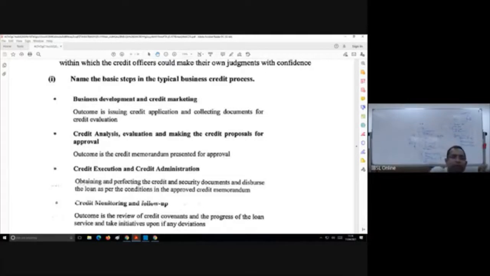So you start with credit development and credit marketing, analyze, evaluate and bring the credit report for approval, approve, then comes the CAU, credit execution and credit administration. That means you approve, get the offer letter, sign, bring it back, limit setup, disburse. Once disbursed, you start monitoring till the end collection. So credit monitoring and follow-up outcome is the review of credit governance and the process of loan service, and take initiative upon any deviation. Covenants are breached, you take action. Payments are delayed, you take action. That one, right? Name the steps. Basically, it is our credit life.